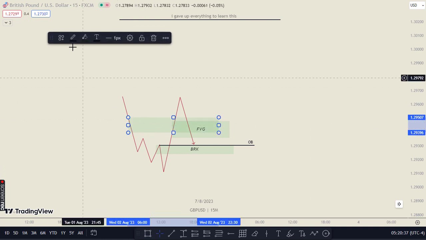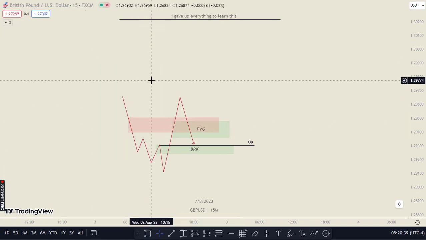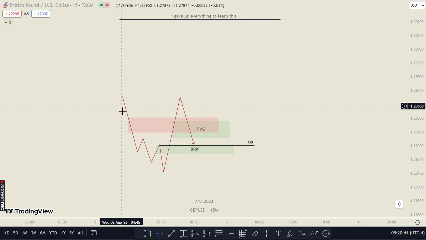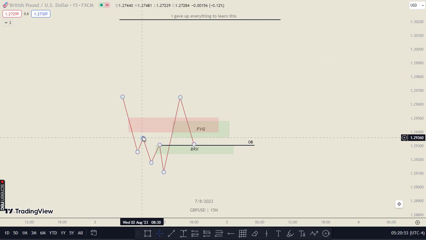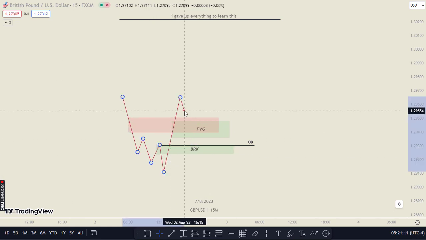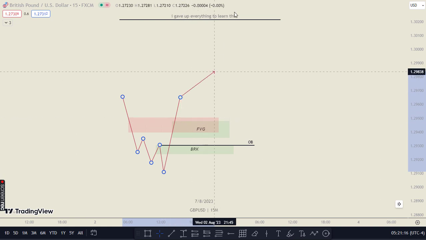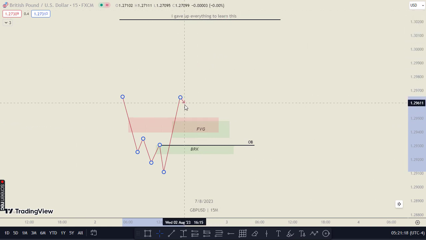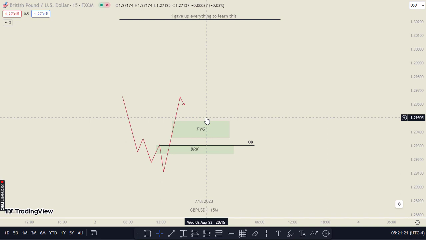So an inverted fair value gap is basically when we were on a sell program right here and we had a bearish fair value gap right here. When price violates that bearish fair value gap, it might act as support for price to retrace to it and just continue to the upside.